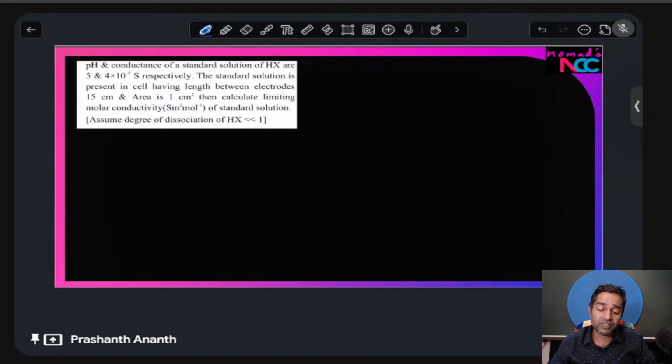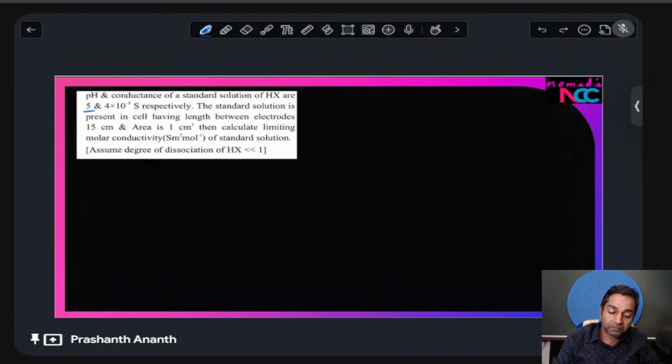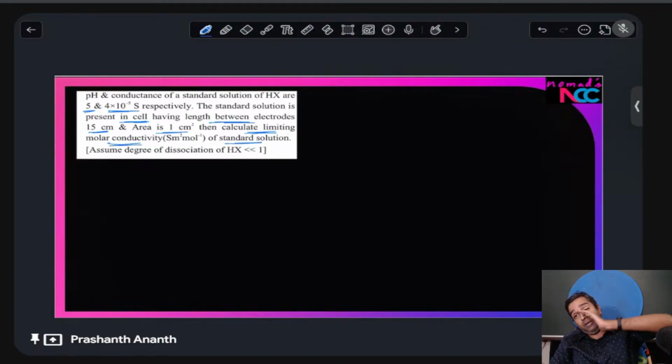pH and conductance of a standard solution of HX are 5 and 4 into 10 power minus 5 Siemens respectively. The standard solution is present in a cell having length between electrodes as 15 centimeters and area is 1 centimeter square. Calculate the limiting molar conductivity of the standard solution. Assume degree of dissociation of HX is very much less than 1.